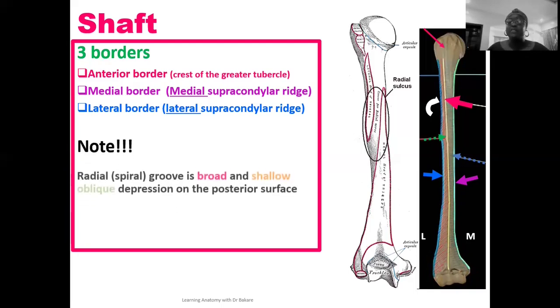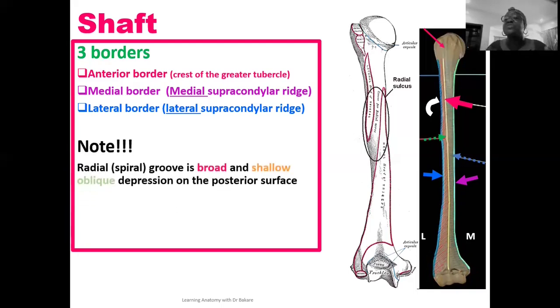It is also important for us to note that on the posterior surface of the humerus, we have the radial or the spiral groove. This radial groove, from the name, is seen to accommodate the radial nerve, and it is seen to be located at the posterior surface of the humerus. This groove is seen to be broad and shallow. It is also seen to run in an oblique pattern. We try to use this image by the side. This is where we have the olecranon fossa, which is at the posterior region of the humerus.